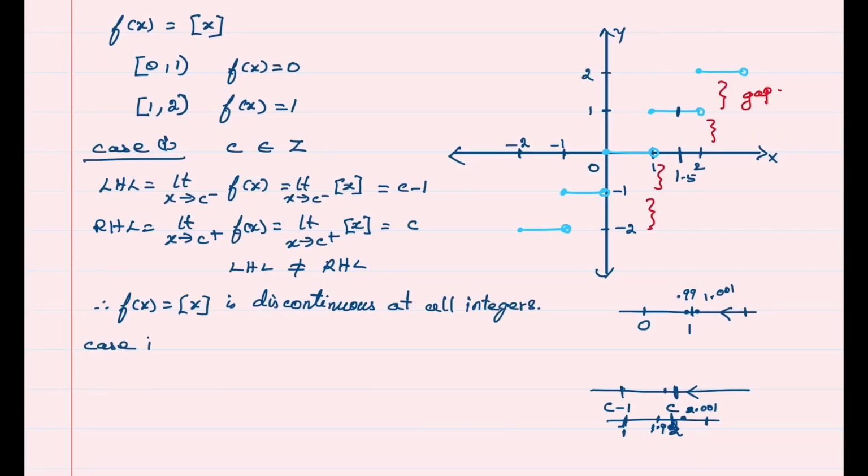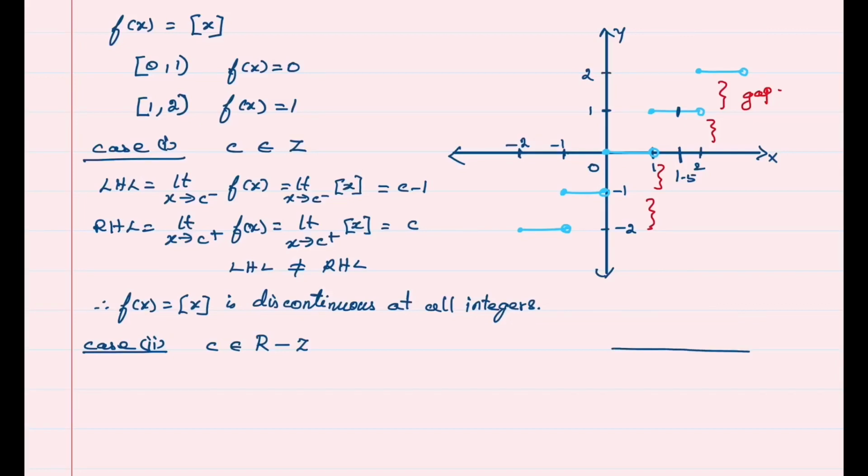Now, case 2, we will check at non-integral values. So, we will take c as any real value other than integers, R minus Z. For example, let us consider a non-integral value 1.5. The greatest integer function of 1.5 becomes 1. Whether we approach 1.5 from the left hand side or from the right hand side, the answer is going to be 1. Therefore, we need not do LHL and RHL in this case.